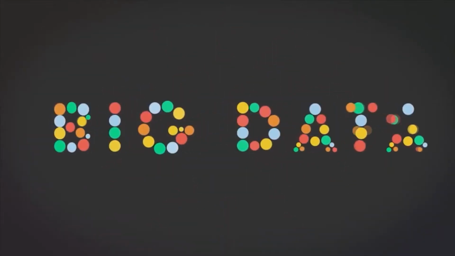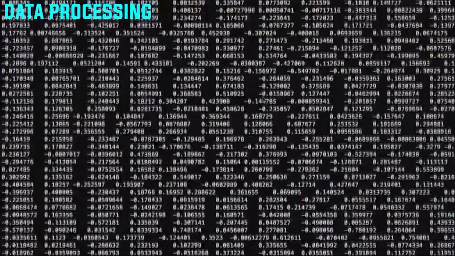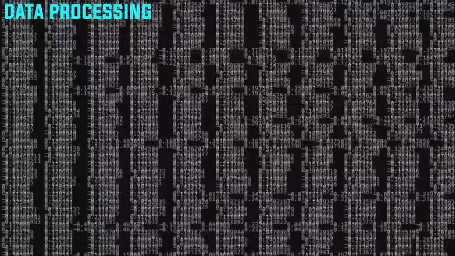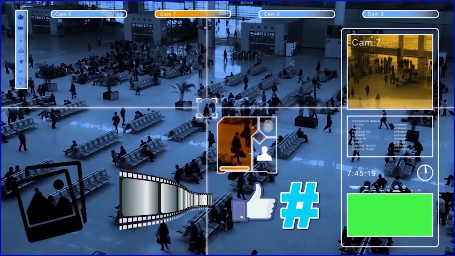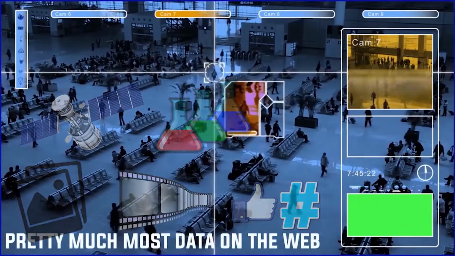Big data has some characteristics which are volume, variety, and velocity. Volume refers to the size of big data itself. Variety refers to heterogeneous sources and the nature of data. Meanwhile, the term velocity refers to the speed of generation of data.